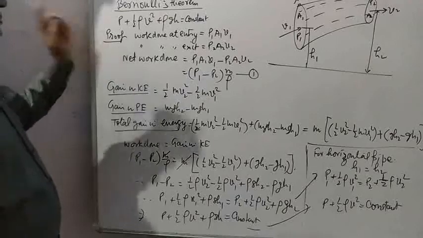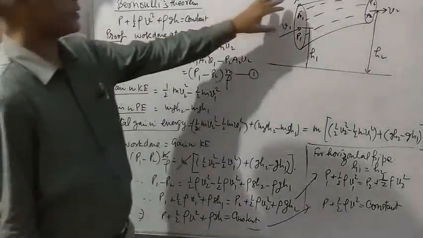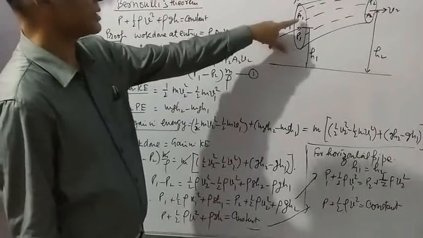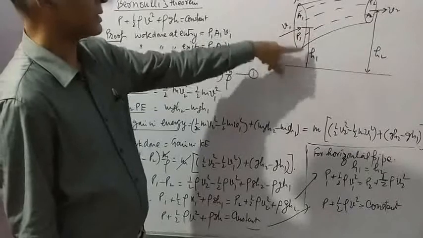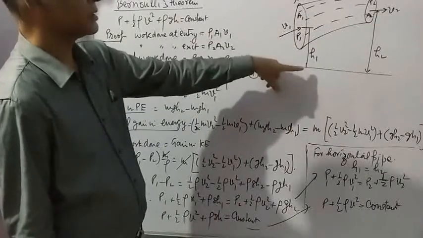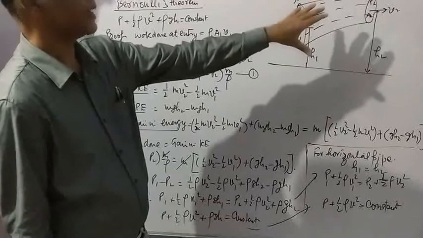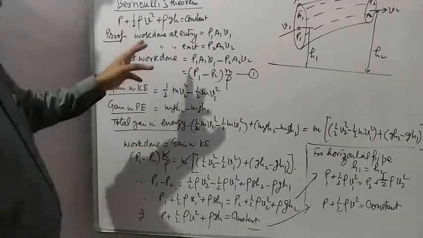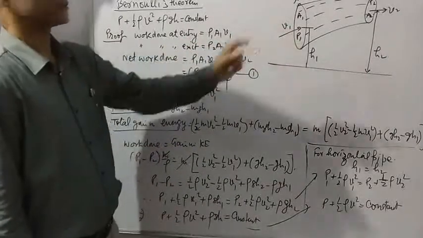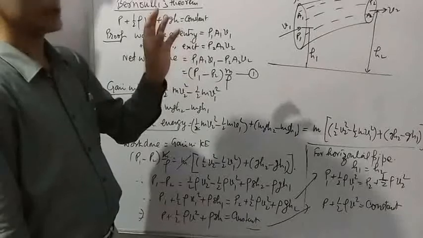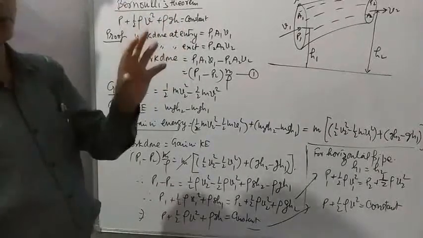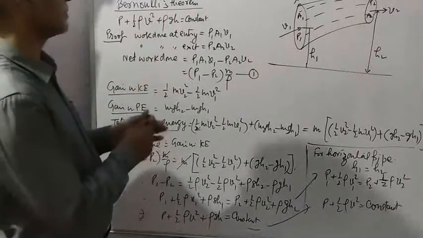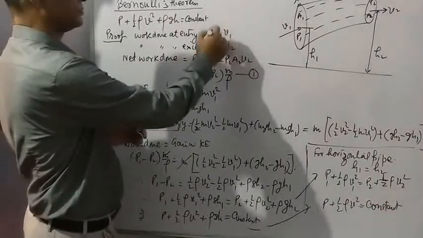Let us prove this. At entry, pressure applied is P1, speed is V1, cross section is A1, and mean height is H1. Similarly, you understand values at exit. If speed is V1, then liquid will travel a distance V1 in 1 second. So volume flowing per second will be A1 V1.